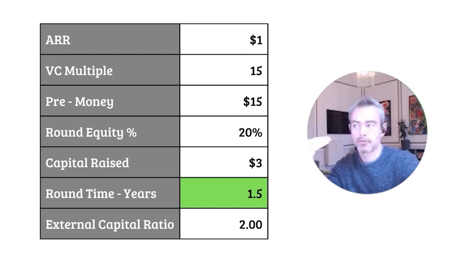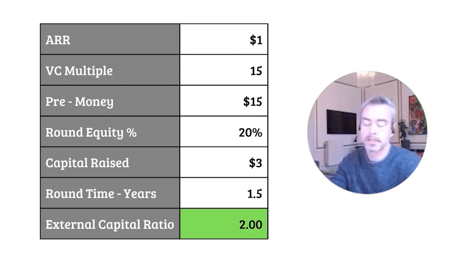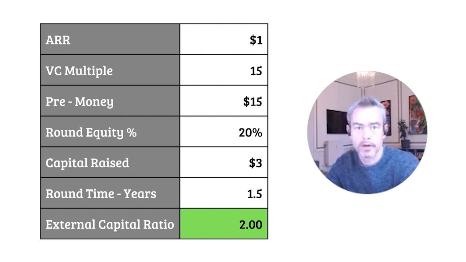So that means that the ratio of external capital, venture capital dollar to ARR 1, so that's customer-driven revenue 1, is the external capital ratio of 2. So that basically means that for every $1 of revenue that you have, you're going to get $2 of venture capital revenue as well. So $3 total per year to grow for. One of them is going to be from customers, 2 are going to be from venture capitalists.